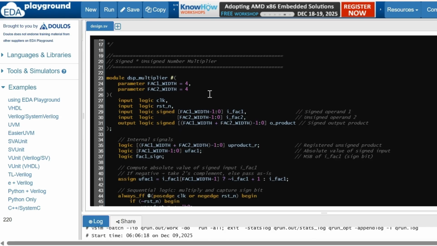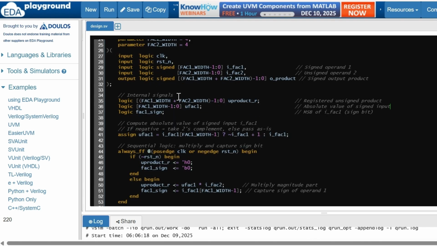So now let's first understand the parameters we are using here and the input output ports of this module. Here we have two parameters, factor 1 width and factor 2 width. These are the widths for the two inputs of the multiplier. And then, like any other synchronous design, we have the two important input ports, which are clock and reset, and two inputs for the multiplier, which are factor 1 and factor 2 with parameterized width. And then we have our output product. The width of the output product is the combined width of the two input factors.